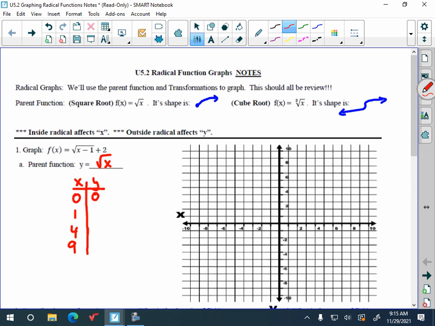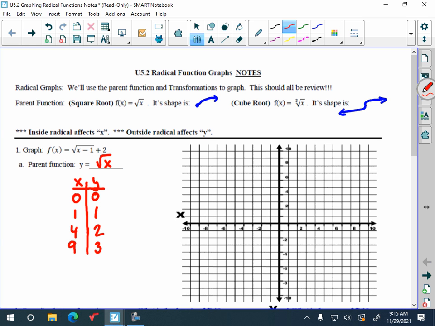All right, and then we take 1 and plug it in for x. The square root of 1 is 1. Plug 4 in. The square root of 4 is 2. And if you want to use 9, the square root of 9 is 3. So memorize 0, 0, 1, 1, 4, 2. That's our parent function.